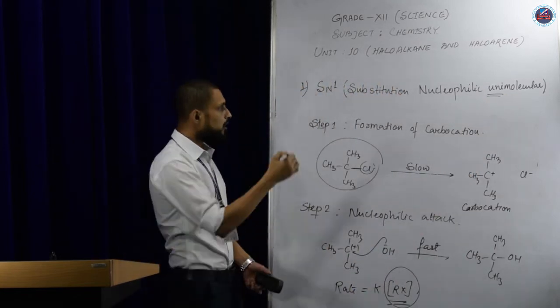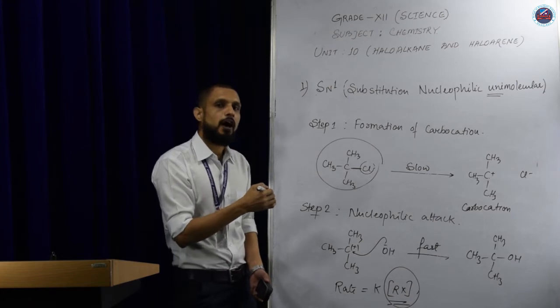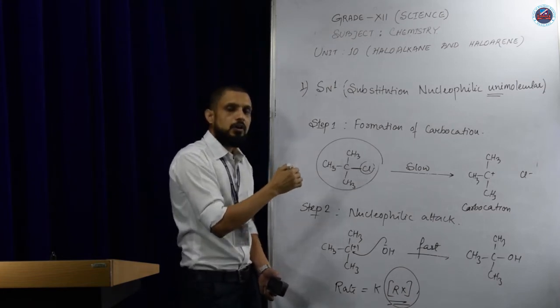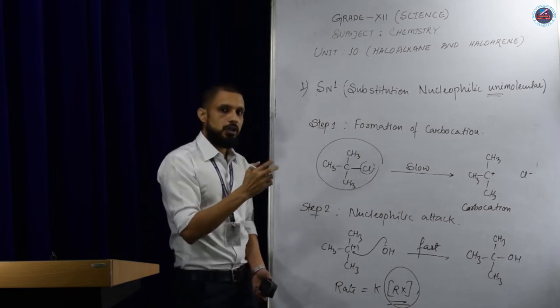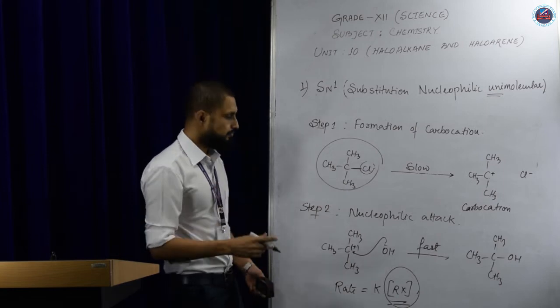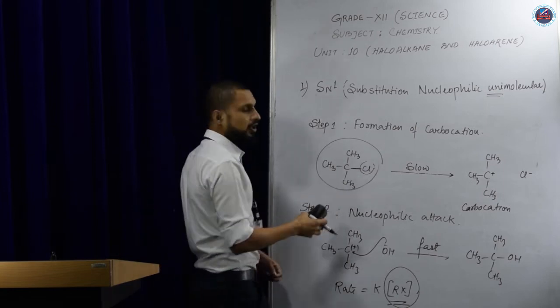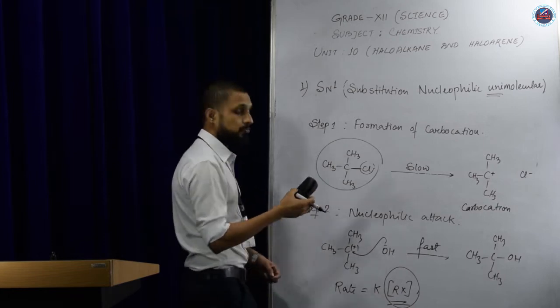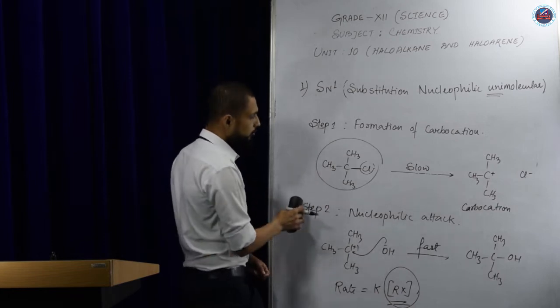Whereas, if you look at the SN2 mechanism, you'll find initially, that means starting the mechanism, it involves two molecules. That's why it's known as bimolecular. Now let us see the reactivity order of different types of haloalkane, that is primary, secondary and tertiary.